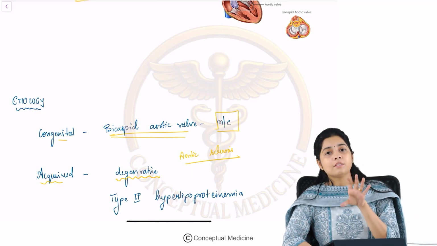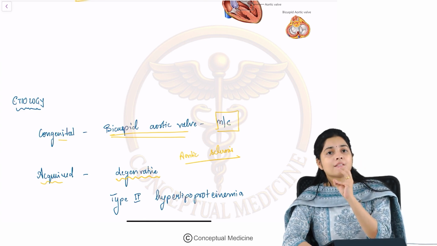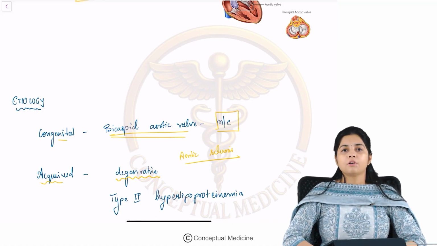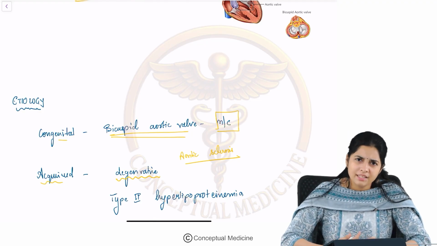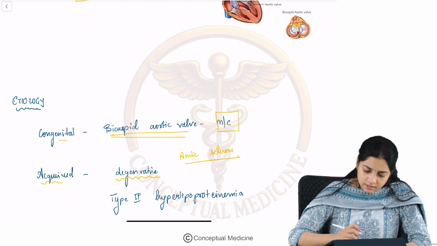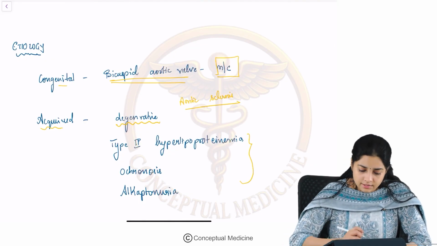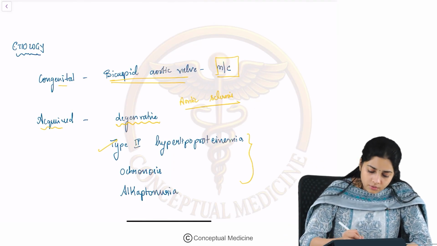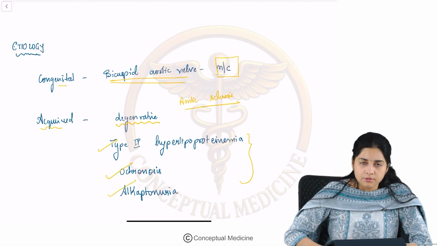What is the difference between aortic stenosis and aortic sclerosis? Stenosis can result in symptoms of decreased cardiac output, but sclerosis is not associated with those symptoms of decreased cardiac output. It is rarely associated with the same. Certain other rare conditions associated with aortic stenosis are type 2 hyperlipoproteinemia, ochronosis and alkaptonuria.